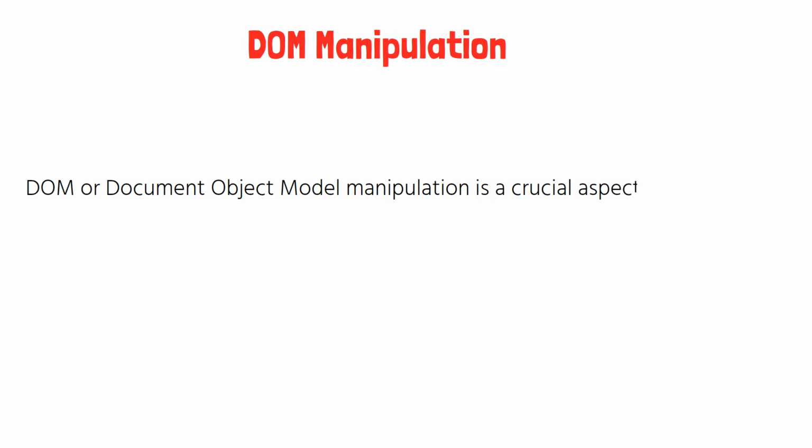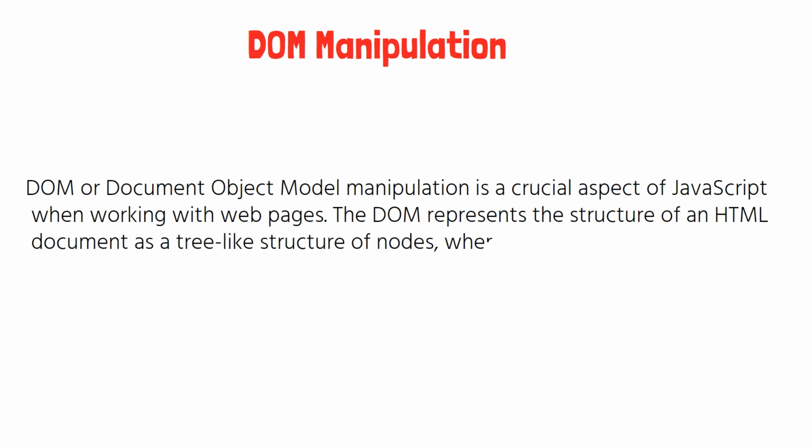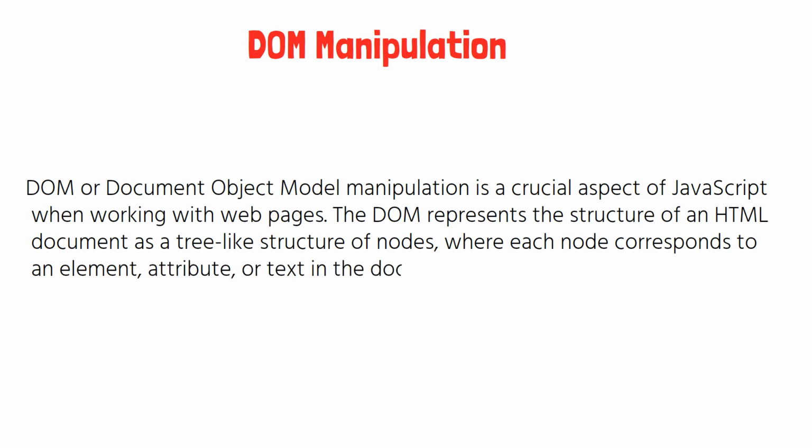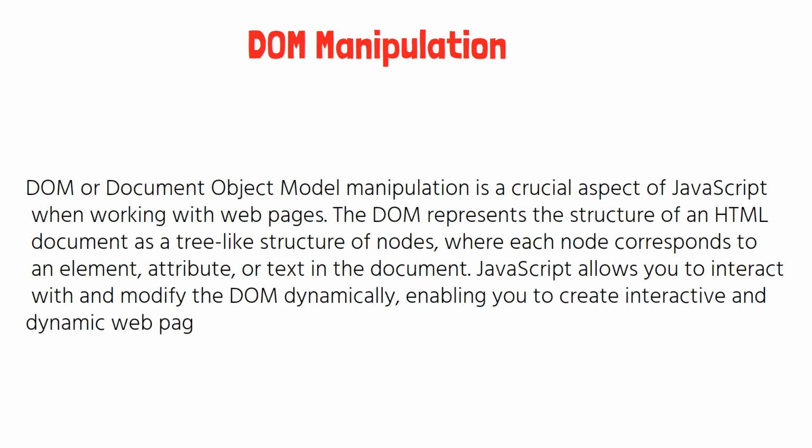DOM manipulation. DOM, or Document Object Model manipulation, is a crucial aspect of JavaScript when working with web pages. The DOM represents the structure of an HTML document as a tree-like structure of nodes, where each node corresponds to an element, attribute, or text in the document. JavaScript allows you to interact with and modify the DOM dynamically, enabling you to create interactive and dynamic web pages.